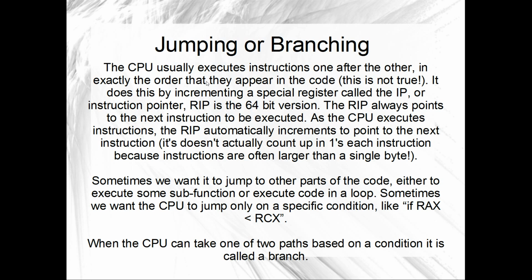The CPU usually executes instructions one after the other, but sometimes we want it to branch. We want it to jump to different points, maybe based on a condition, and sometimes we just want it to jump, on a condition or not. When the CPU can take one of two paths based on a condition, something like an if statement, it's often called a branch. It's interesting to note that it's the RIP, the instruction pointer, that points to the next instruction to execute in the CPU. It just moves through the instructions one after another, except when it comes to one of these branches or jumps.